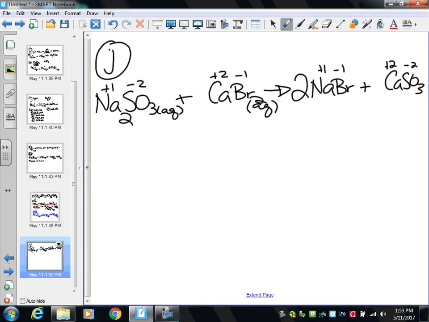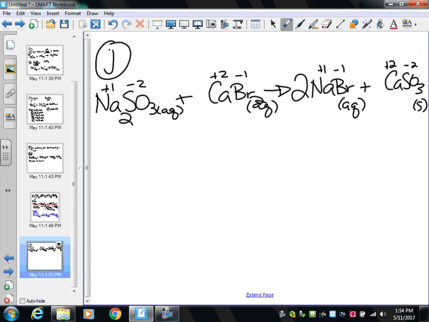So now I need to look at my chart. So I'm going to look up bromine. Bromine's attached to a sodium. It's soluble, so that means that it's aqueous. Now we're going to look up the sulfite one. And I'm going to find out that sulfite hooked up with calcium is low solubility, therefore it's a solid. Wait, how do we know it's a low?